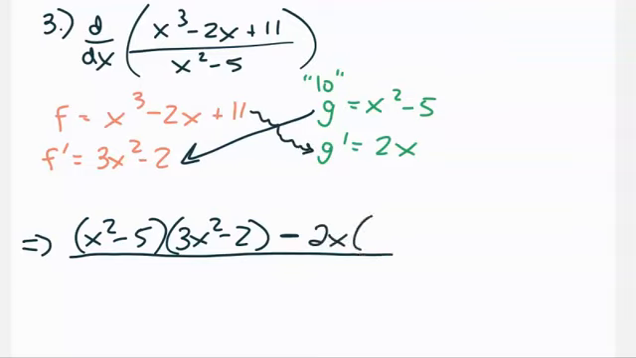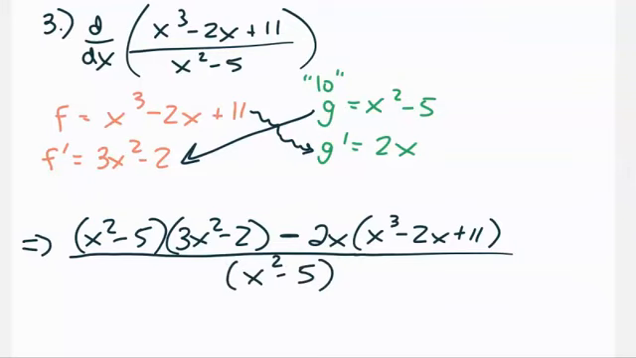And it's multiplication, so you can write them in any order. Sometimes if you have a single term, it just looks better to have it out front. And then over the denominator square we go. So over the denominator squared. So x squared minus 5 all squared.